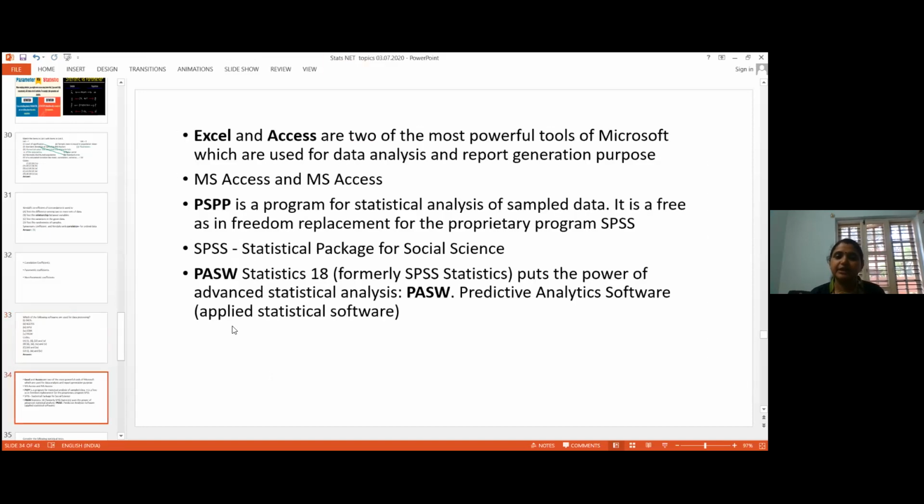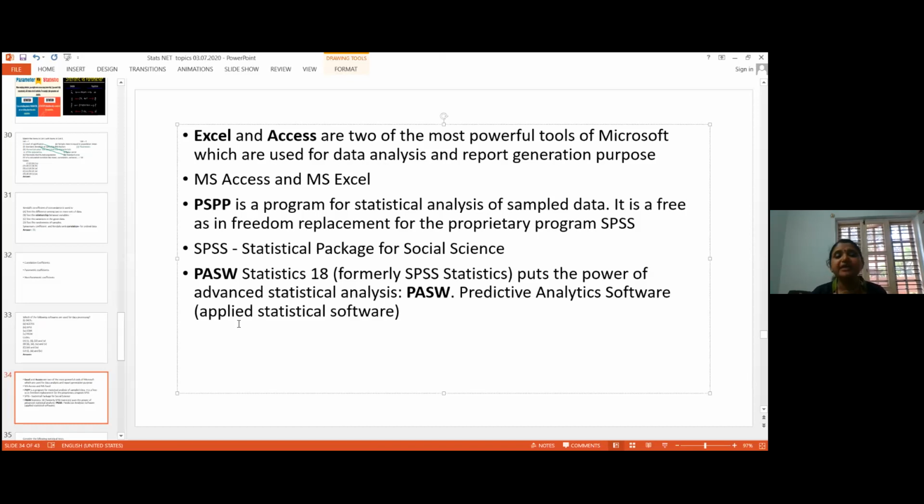Excel and Access, they both are Microsoft products which are generally used for data report generation and analysis. Then comes PSPP, wasn't it there? PSPP is the free version of SPSS. So that was not there, sorry, I mentioned it. MS Access and MS Excel are definitely yes. They both are there for data analysis.